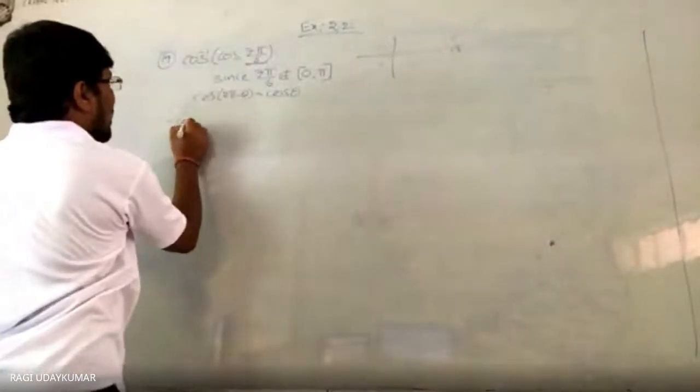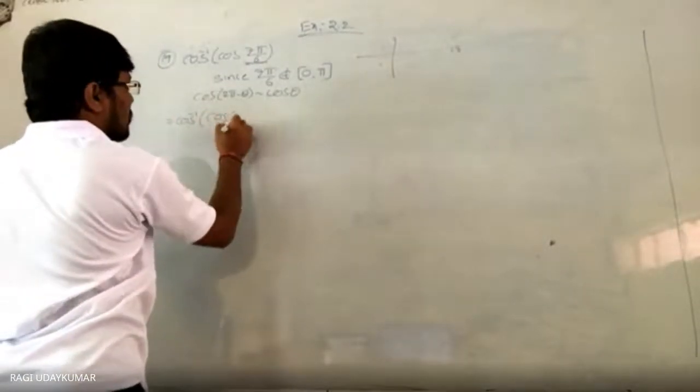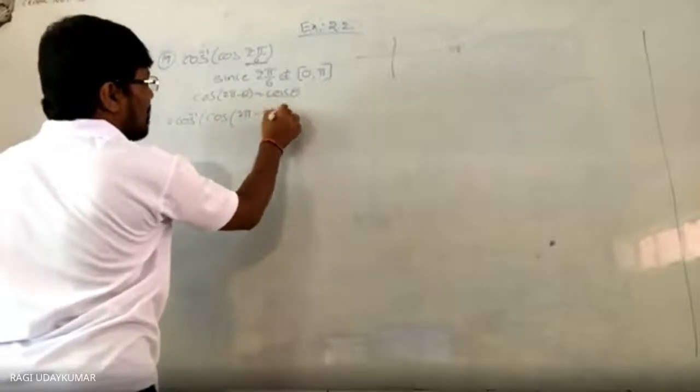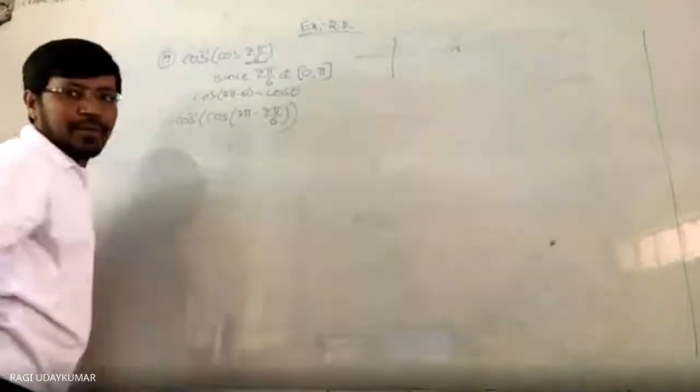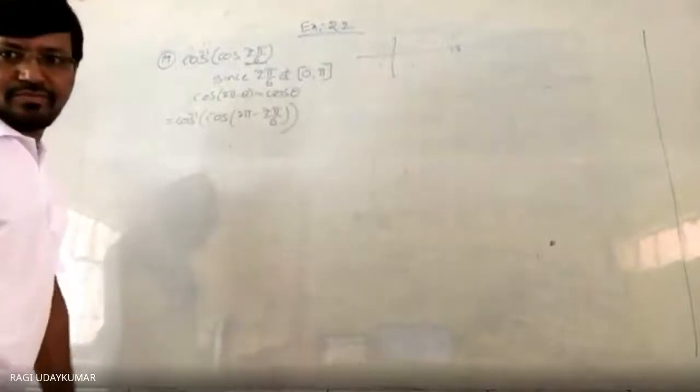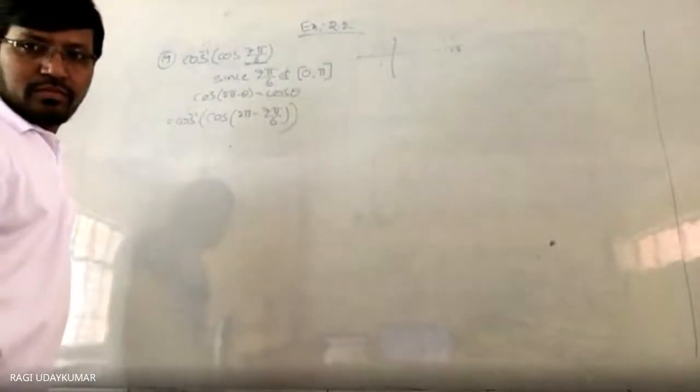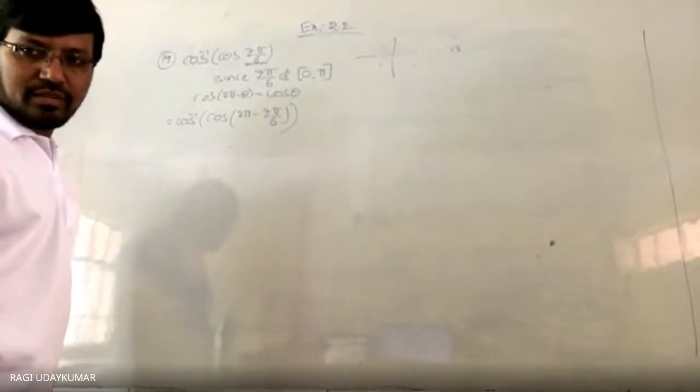So this can be written as cos inverse of cos of 2 pi minus 7 pi by 6. Can I write like this, by using this identity? Can we write?